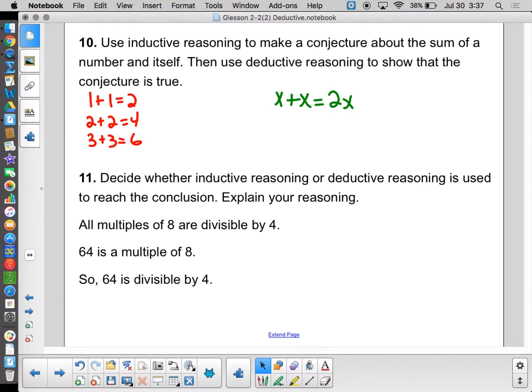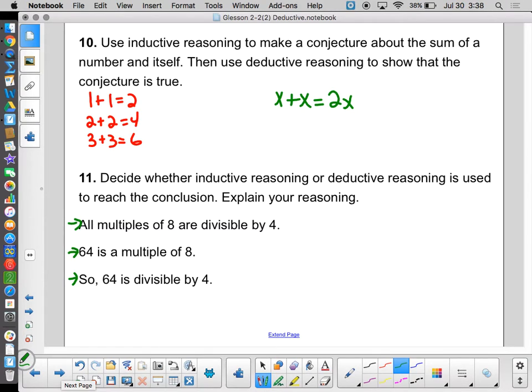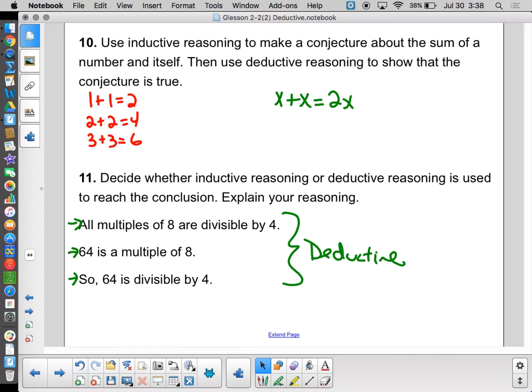64 is a multiple of 8. That's a fact. That would be deductive reasoning. So 64 is divisible by 4. Okay. 64 is divisible by 4. Yes, that's a fact also. So it looks like if we put all of these together, if this is a fact and this is a fact, then that's a fact. I would say as a whole, this is all going to be deductive. So again, basing on facts and not on patterns, that's deductive reasoning.